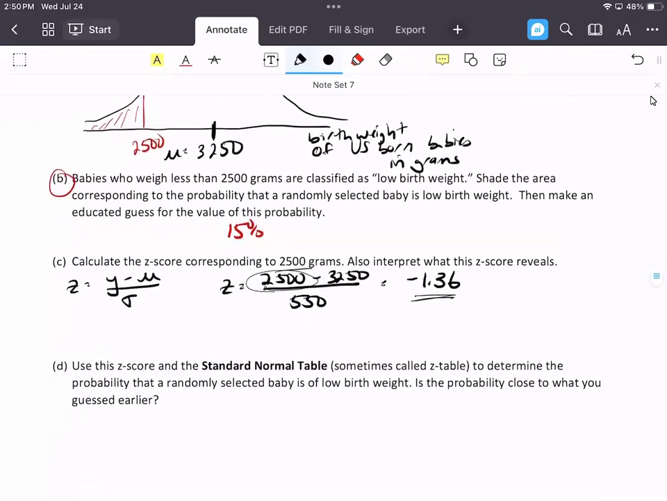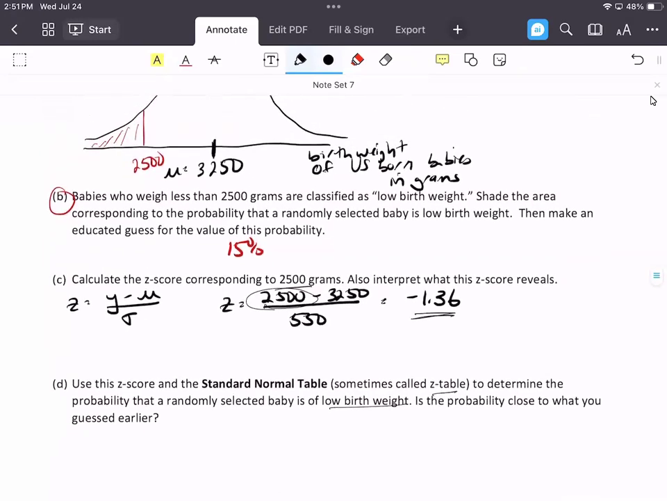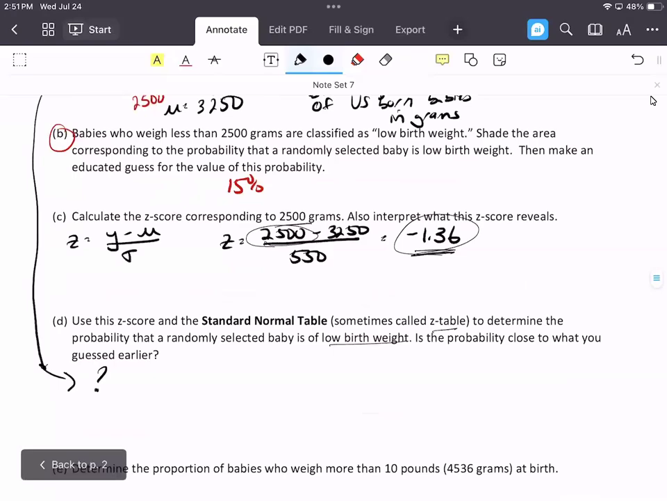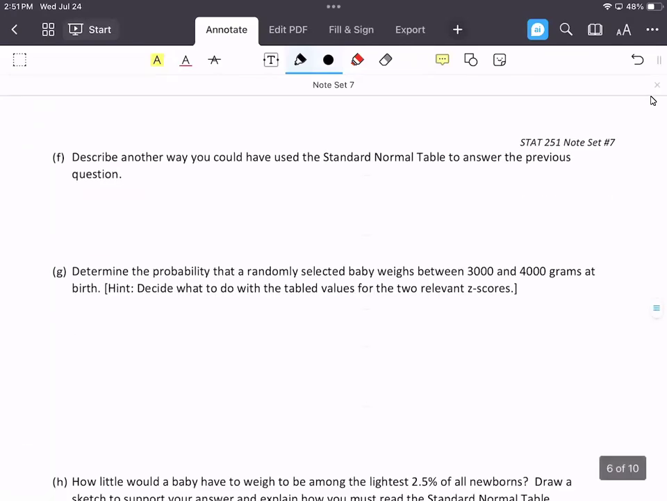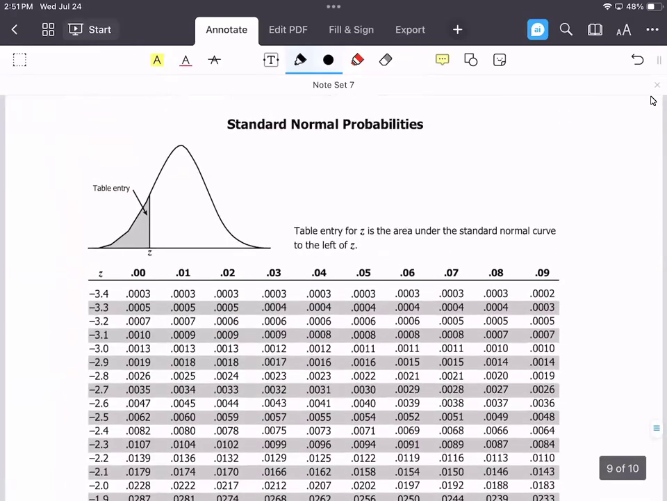Now, use this z-score and the standard normal table, sometimes called the z-table, to determine the probability that a randomly selected baby is of low birth weight. So this is when we're going to use the table. We've got some information, and we want to know what this area is under the curve. If you get motion sick, please close your eyes for a second. I'm just going to scroll down to the bottom here to get to the table. This is the standard normal probabilities table.